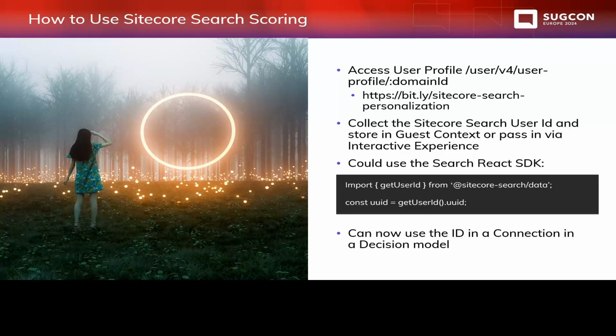We also need to pass that API the search user ID. There's a couple of ways you could do that. You could use some sort of client-side function to call into the cookie and get the cookie value, because there's a cookie set. There's also the Search React SDK, which allows you to access that. There's a code sample there on the screen, which I was passed by Rob. And then, like I said, this is the function that we're going to call inside our decision model.